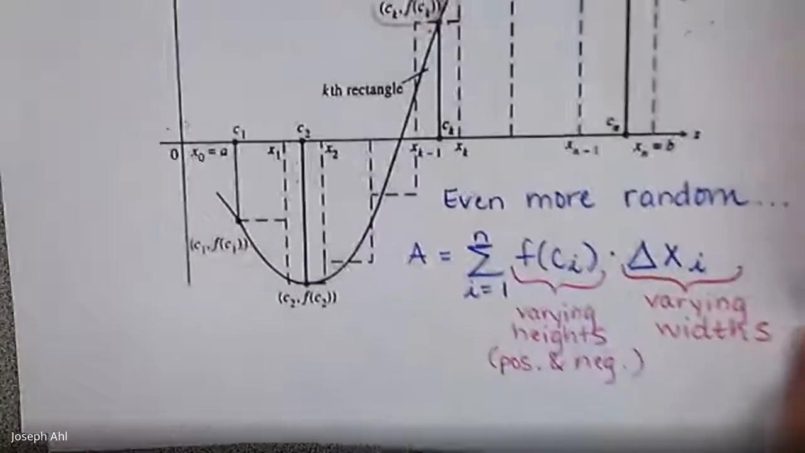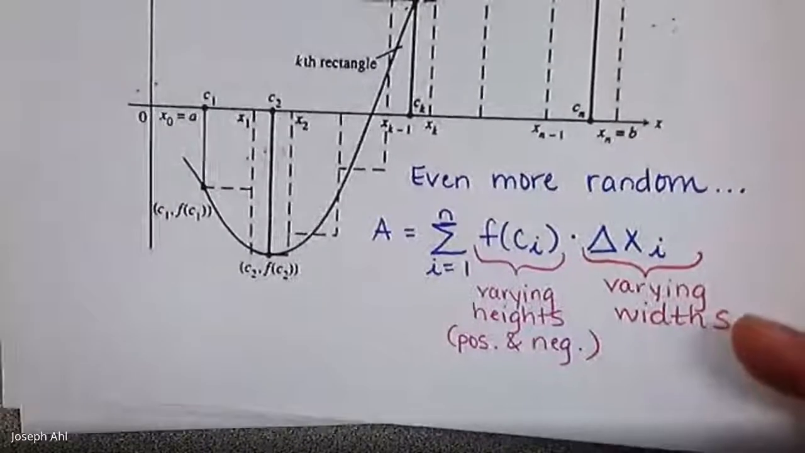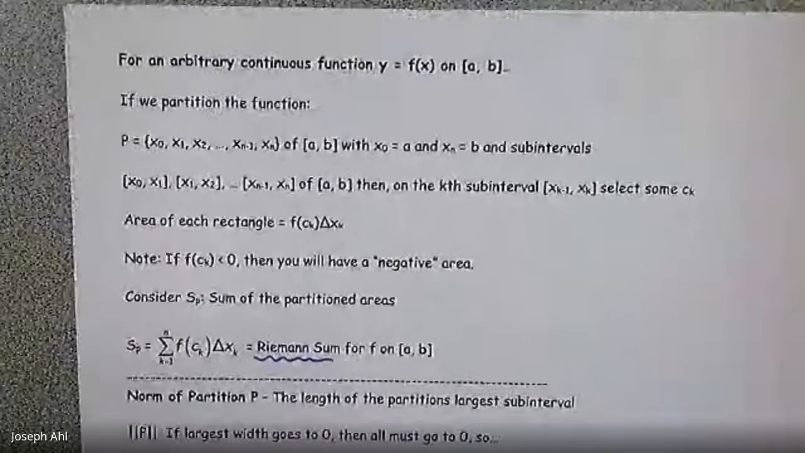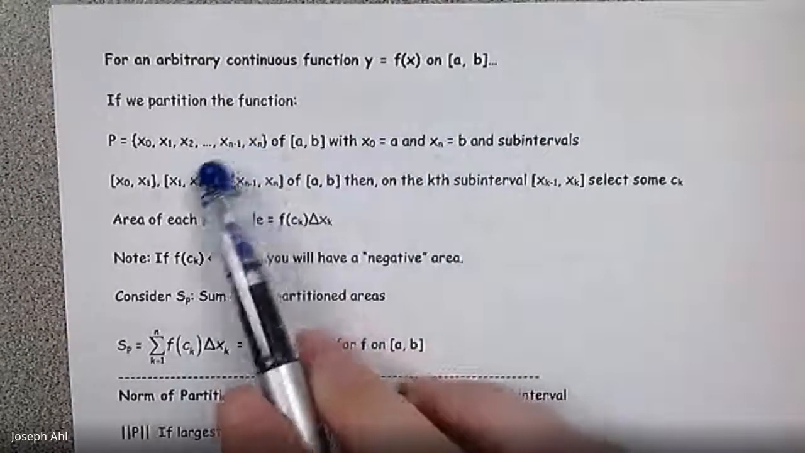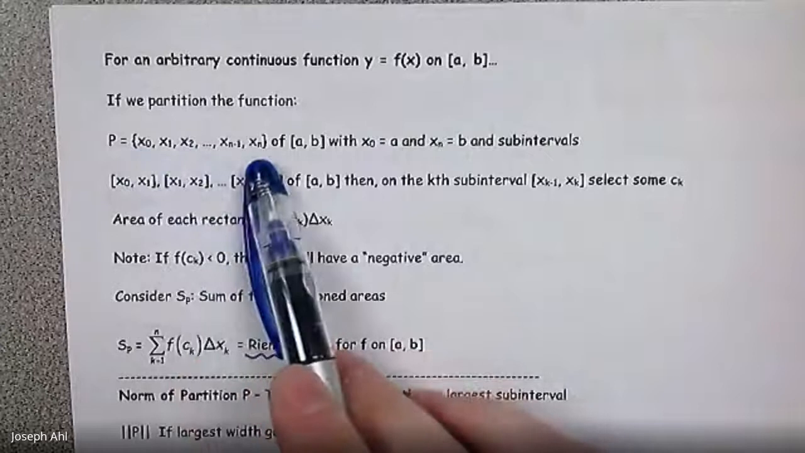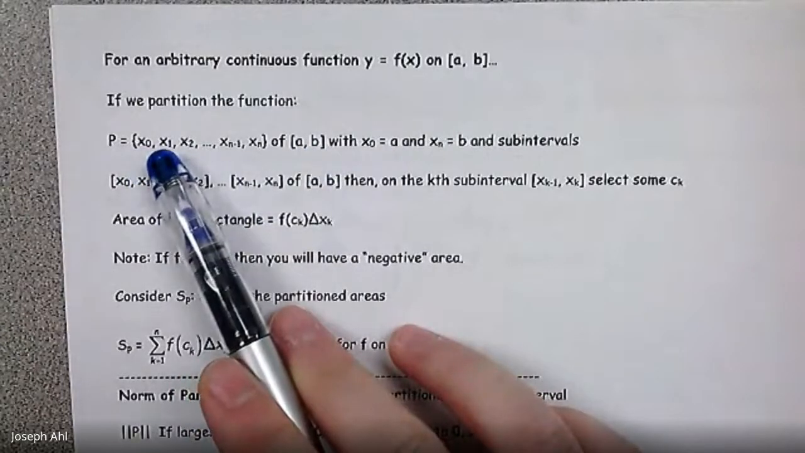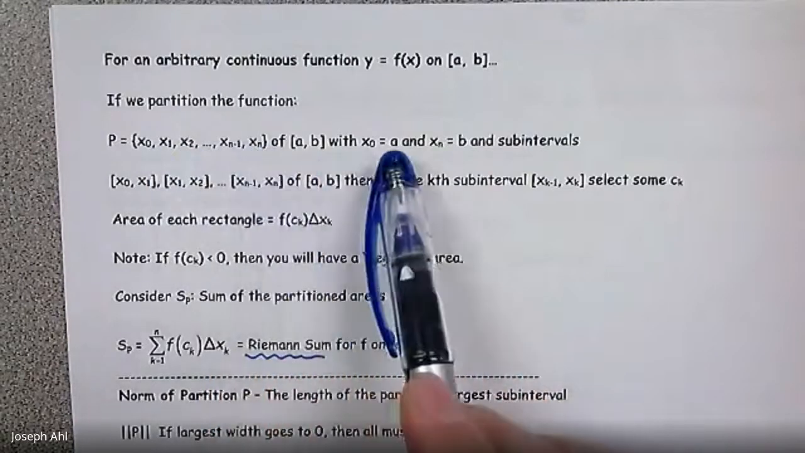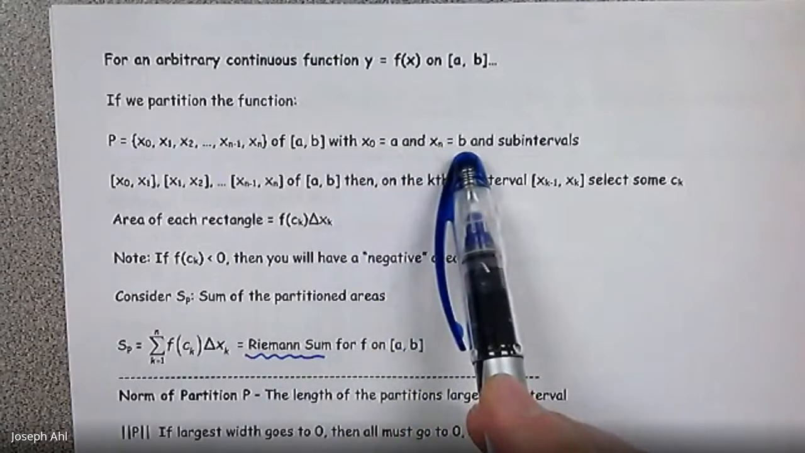Okay. All right. So we've got all that. There's a lot of words on the next page. I'm going to read through them with you and hopefully make some sense. I'm going to refer back to this picture when needed. So for an arbitrary continuous function, y equals f of x on the interval from a to b, we partition the function, so we're going to break up the interval from a to b into different widths. And we're going to define those at x0, x1, x2, all the way to xn, where x sub 0 is our initial value a, and x sub n is the end of the interval at b.